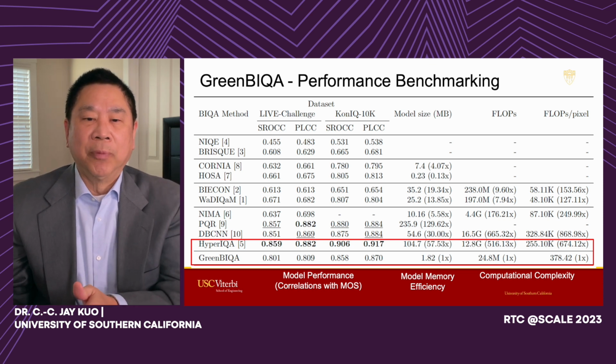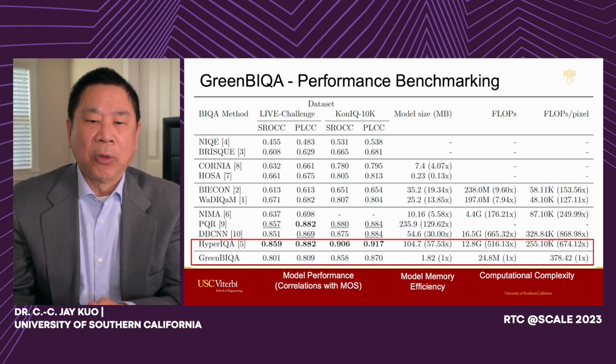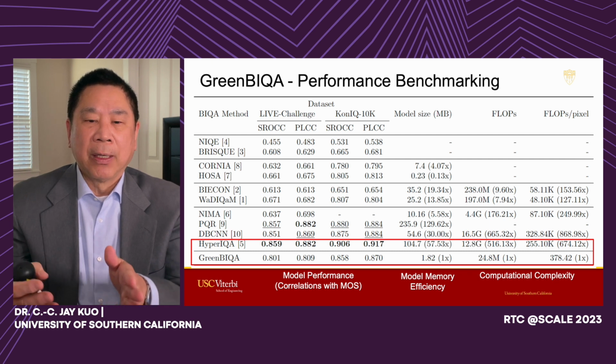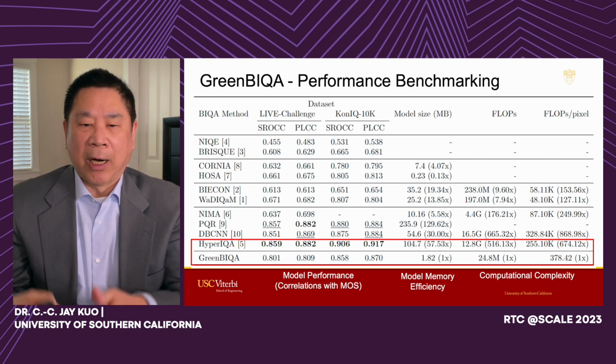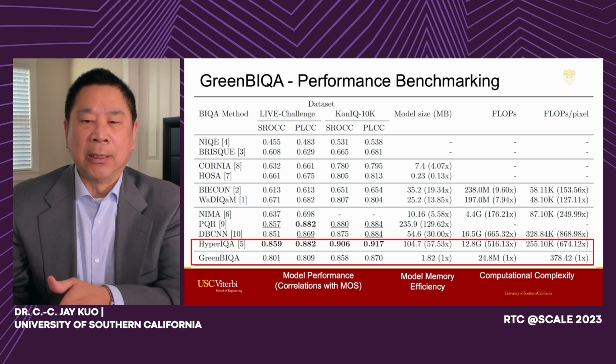But now let's move to the right part of the slide. So one is the model size. Model size, you can see the HyperIQA is 57 times more than ours. And then I want to show the FLOPs, that's floating point operations, for the whole image. And then the last column is the floating point operations per pixel.